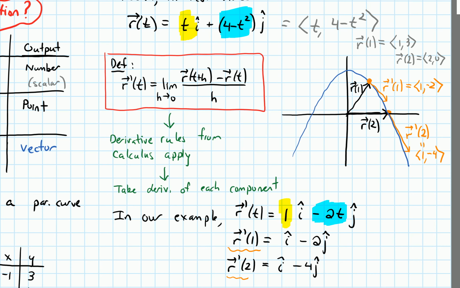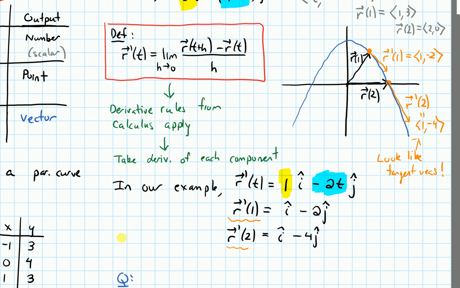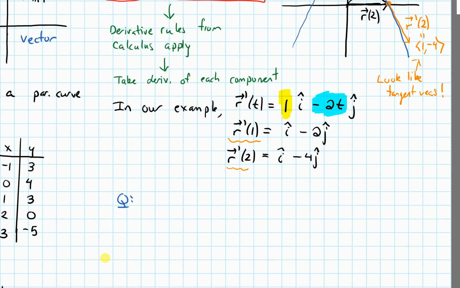And looking at these vectors, these look like tangent vectors. They look like they might be tangent to the curve. Okay, and it'll turn out that they are, but I want to show that. I want to show that they are going to be tangent to the curve. Okay, so before we do that, there's a question that I want to ask.